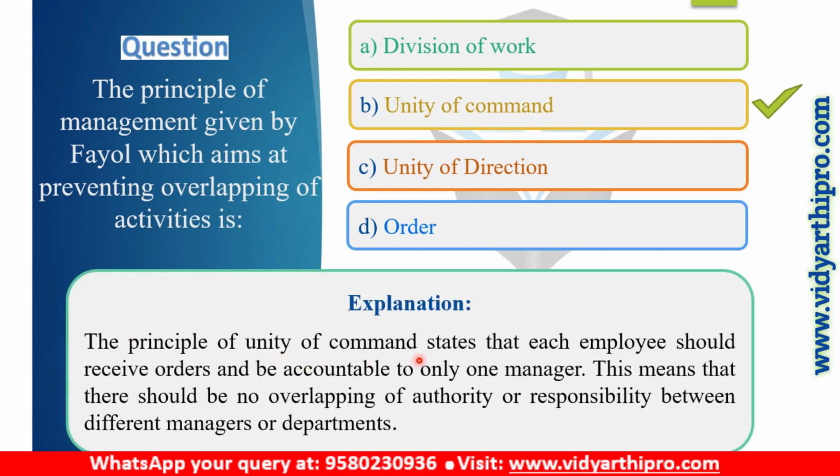Unity of command is a principle of management given by Henry Fayol, which targets preventing overlapping activities. It means that if an activity or performance has been done, it cannot be repeated again. The principle of unity of command states that each employee should receive orders and be accountable to only one manager. This means that there should be no overlapping of authority or responsibility between different managers or different departments.